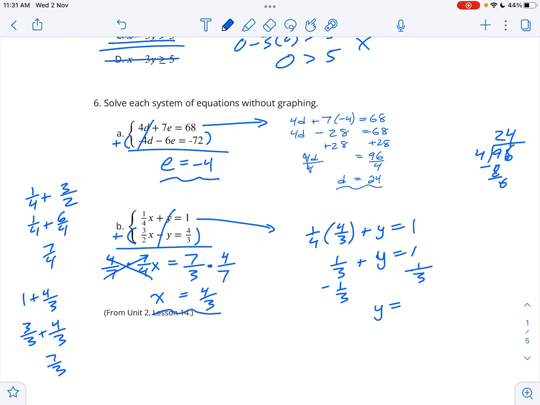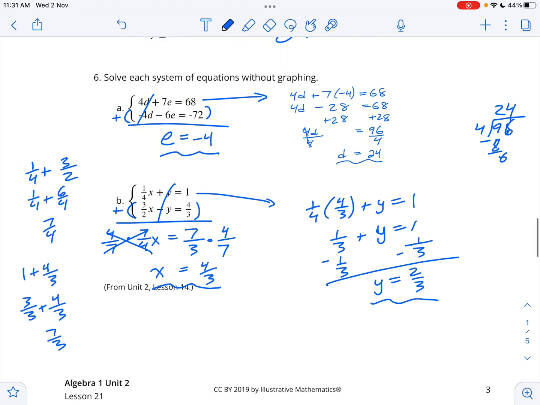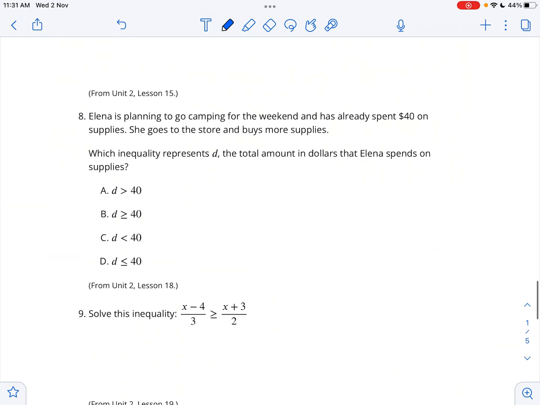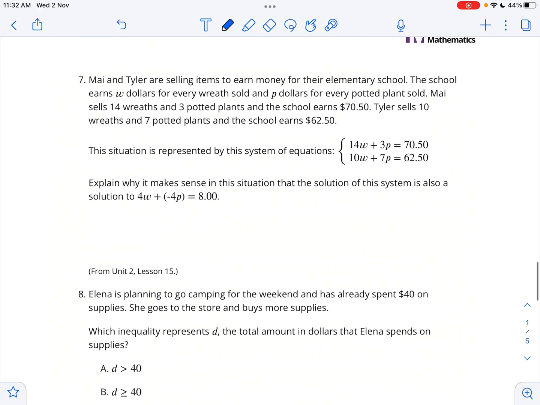And when I subtract, y is going to equal 1 minus 1/3, which is 2/3. So my solution for the second one is x is equal to 4/3 and y is equal to 2/3. And then question 7.